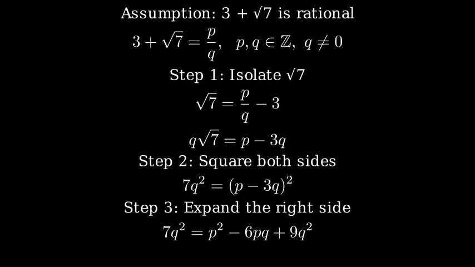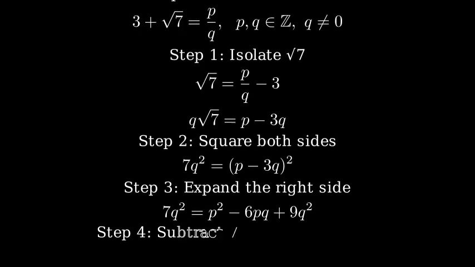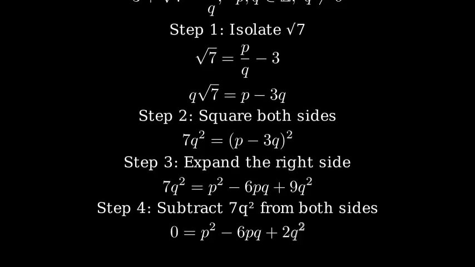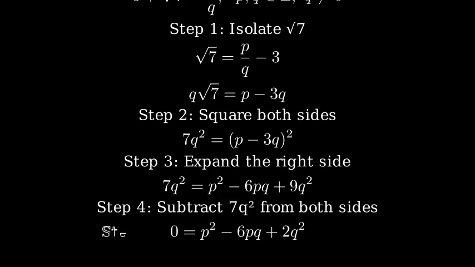Subtract 7q squared from both sides. This gives us 0 equals p squared minus 6pq plus 2q squared. Let's rearrange this to standard form. p squared minus 6pq plus 2q squared equals 0.